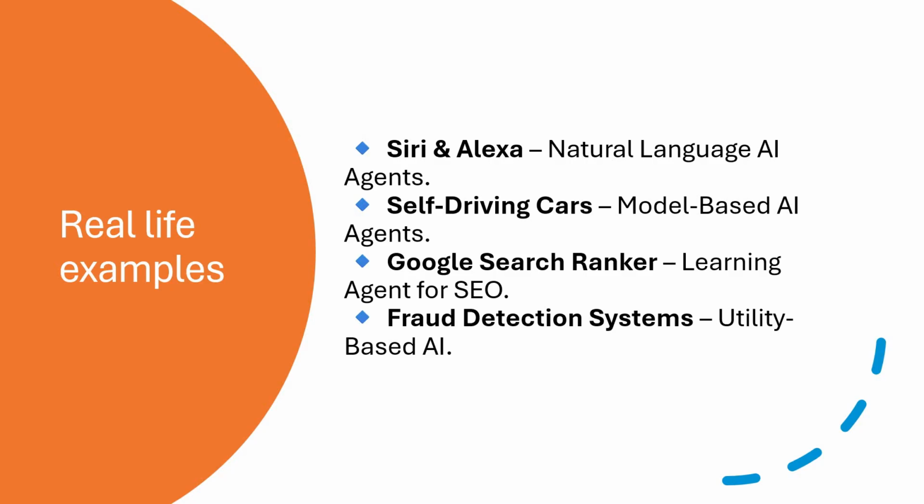Next comes Google Search Ranker. A learning agent for SEO is what we call it. It analyzes billions of web pages to rank the most relevant search results. It uses models like RankBrain, BERT, and MUM to refine the search accuracy. It also learns from user interactions. See, it analyzes, it learns from the user, it also understands what he wants. All these things make it qualified as an agent.